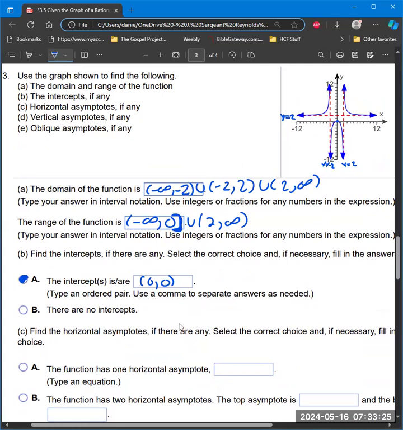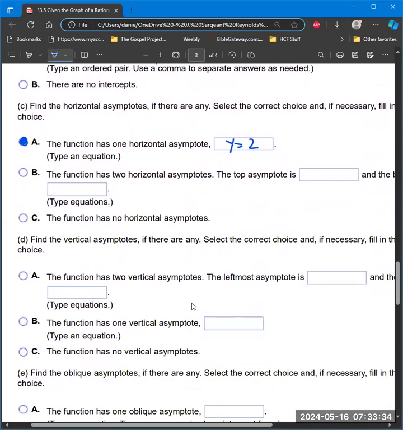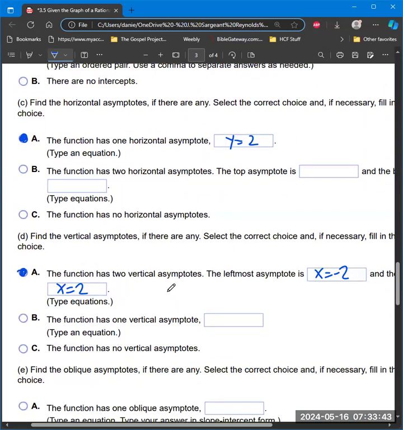And then we have one horizontal asymptote at y equals 2, two vertical asymptotes at x equals -2 and x equals 2. And there's no oblique asymptotes here.